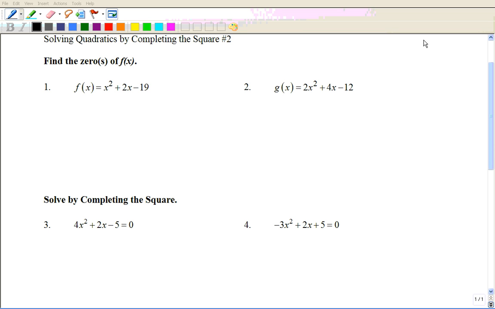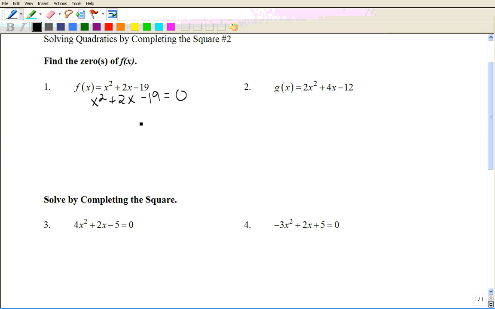So for numbers 1 and 2, we're finding the zeros of f of x. And remember, zeros, solutions, x-intercepts, those are all the same thing. Those terms can be used interchangeably. So if we're going to find the zeros of f of x, we're just solving for what x would be, or the x-intercepts. So in other words, when y is equal to 0, or f of x is equal to 0. So if we have x squared plus 2x minus 19, we're solving for the zeros, so we're going to set it equal to 0.